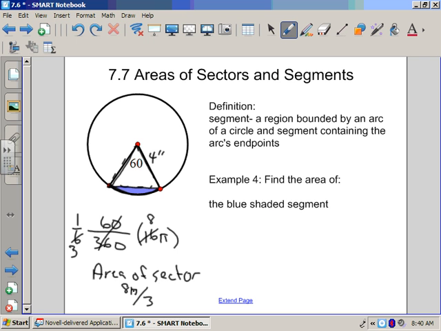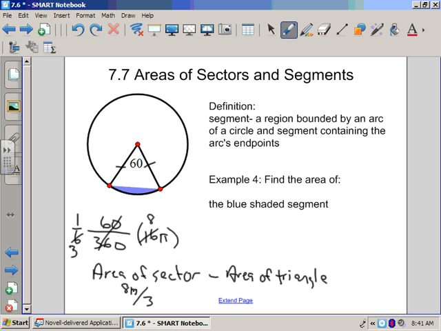But I can't do just the area of the sector. I have to subtract from that. Let's get a different color besides blue. I have to subtract the area of the triangle. Okay, how do I find the area of the triangle? Well, the good news is in this case I've got a 60-degree angle on the top.